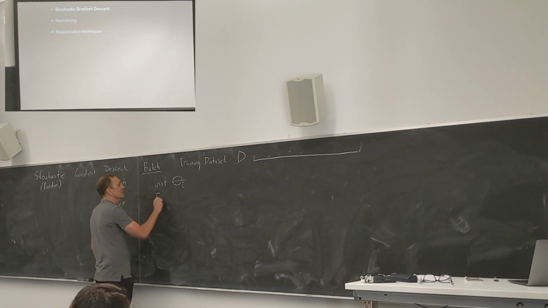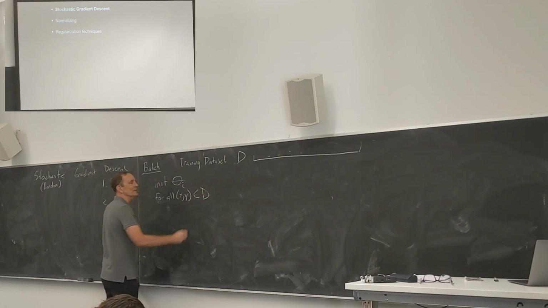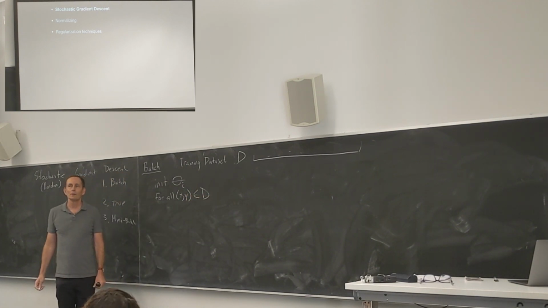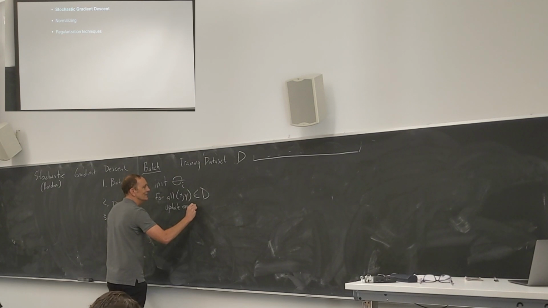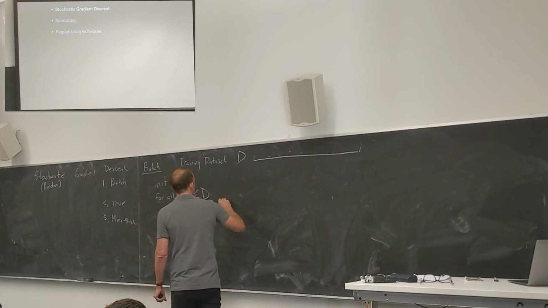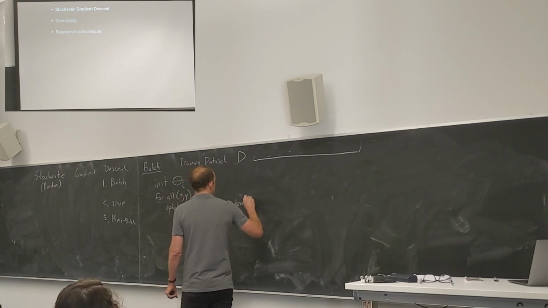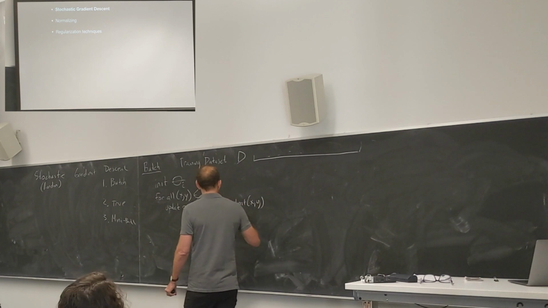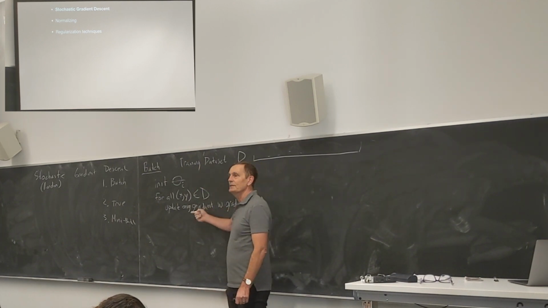So what we're going to do is, for all xy pairs in D, we will update, let's call it the average gradient, with the gradient of xy. So we're going to calculate the gradient of xy, and then we're going to update this average gradient.